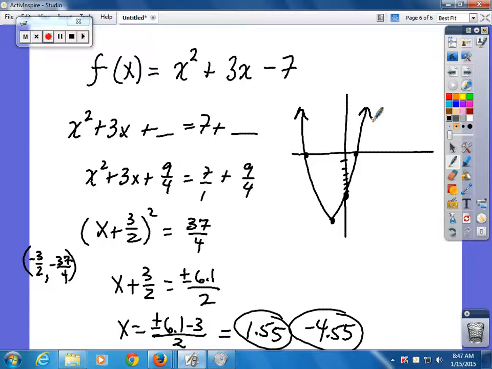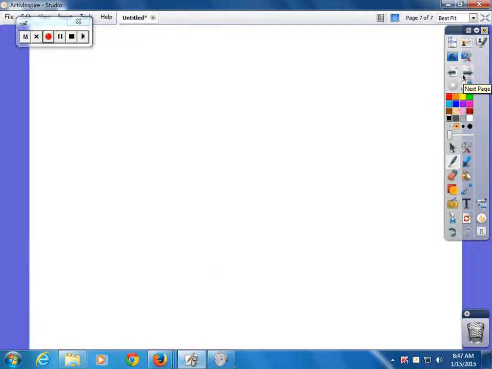Now, we want to find a point, and I'm going to pick a point. We know that's negative 4.55, so I'm going to go with negative 4. Let's find the slope of that line at negative 4. So we've got to use our limit definition. Remember my negative 4 because I'm going to forget it.